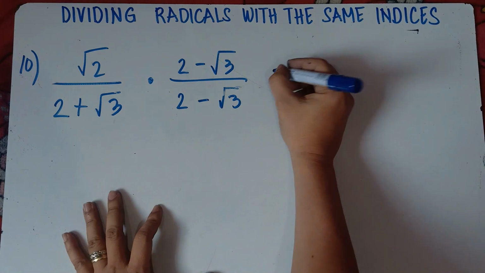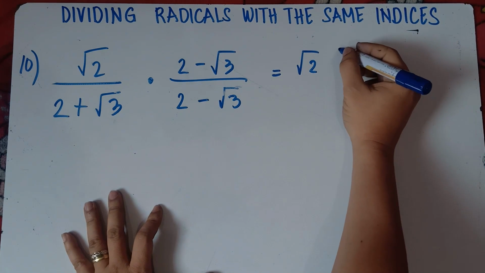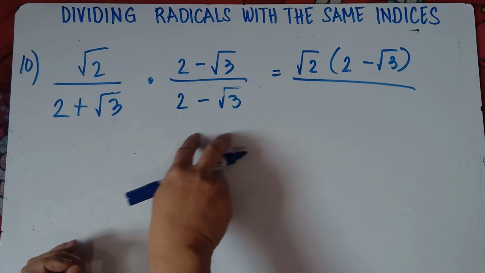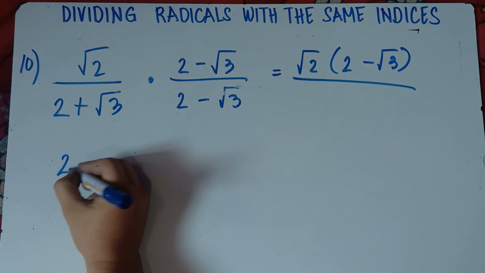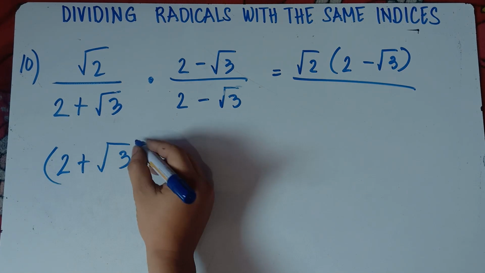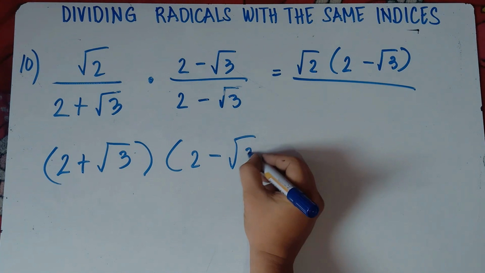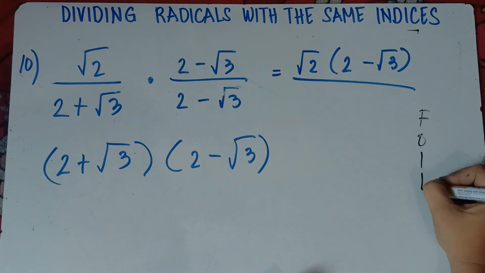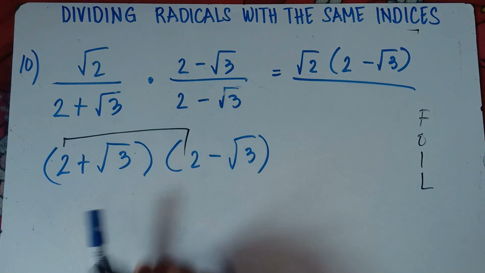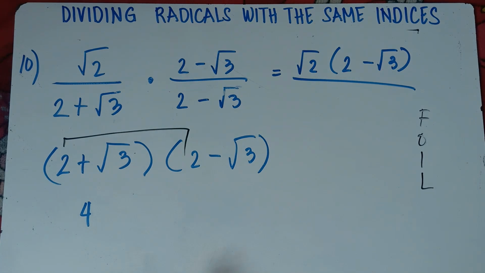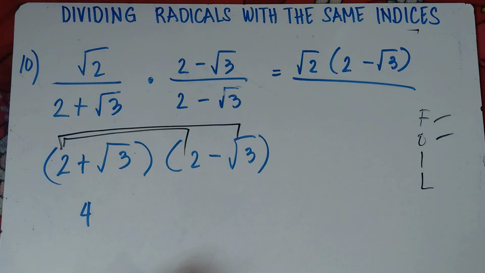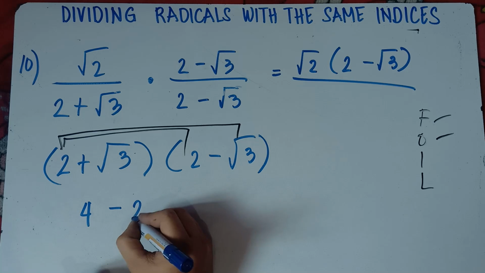Alright, so this will be square root of 2 multiplied by 2 minus square root of 3. And let's multiply this one, class, using FOIL method. 2 plus square root of 3 multiplied by 2 minus square root of 3. So this will be 2 times 2. First, outer, inner, last. So first, 2 times 2, that is 4. So we're done with first. Outer, 2 times negative square root of 3. That's negative 2 square root of 3.